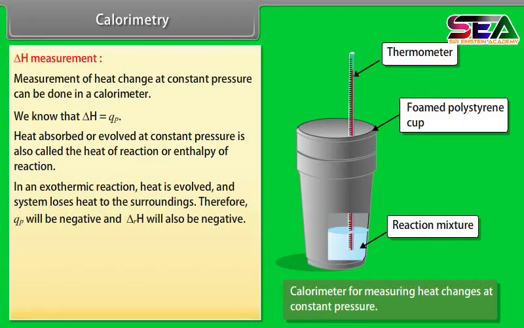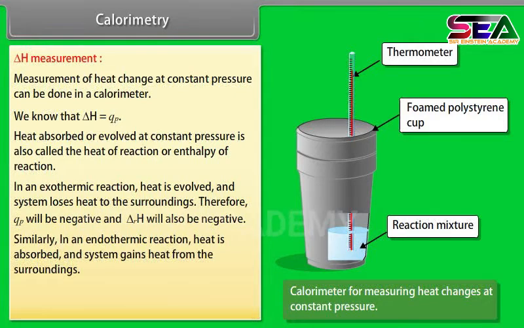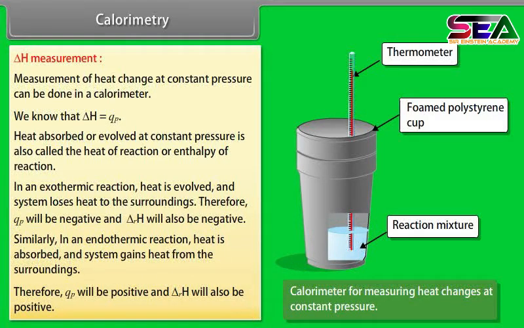In an exothermic reaction, heat is evolved and the system loses heat to the surroundings. Therefore, QP will be negative and delta RH will also be negative. Similarly, in an endothermic reaction, heat is absorbed and system gains heat from the surroundings. Therefore, QP will be positive and delta RH will also be positive.